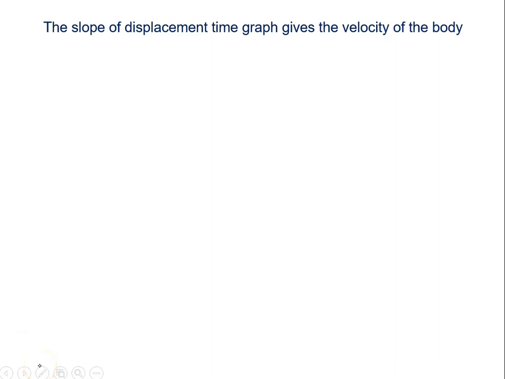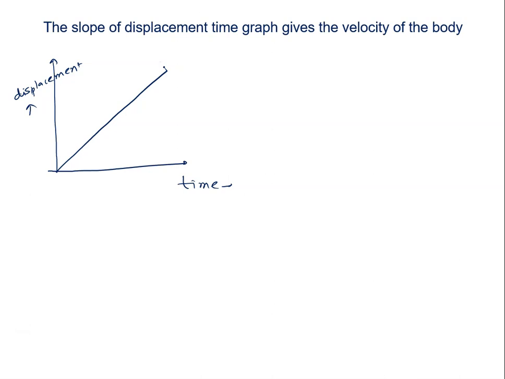The slope of the displacement-time graph gives the velocity of the body. Let's say this is the graph between displacement and time, and the graph is passing through the origin like this. Of course, this is a uniform velocity, which we have discussed earlier.